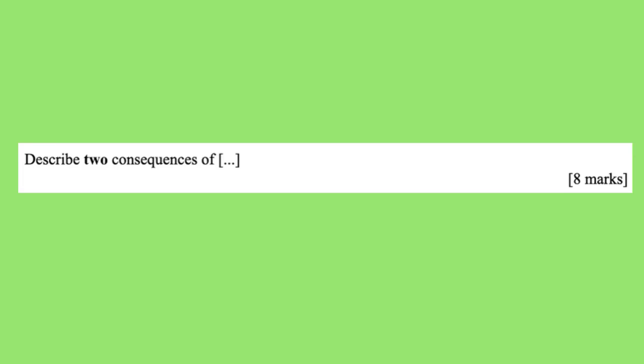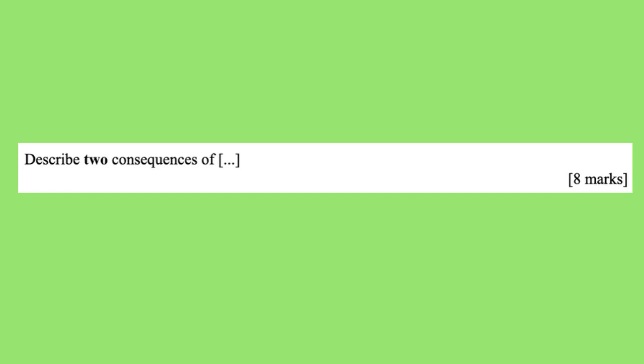This is the overview video for question 1 of paper 2's period study. The idea of this video is to help you to understand how to answer the question to score as many marks as possible. This question will always be laid out in the same way. Describe 2 consequences of, and it will be for 8 marks, so that's 4 marks available for each consequence.